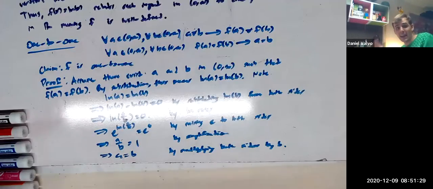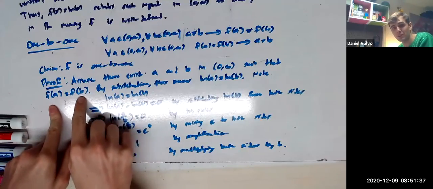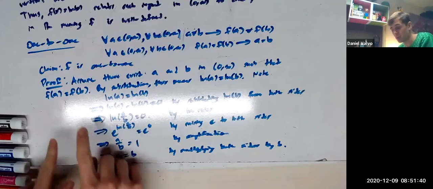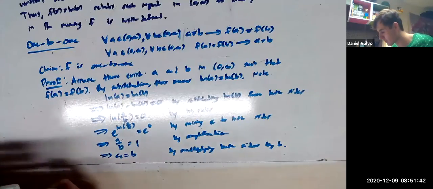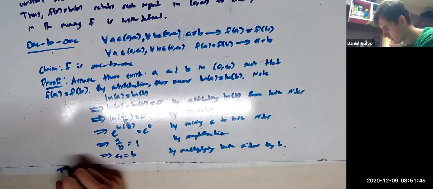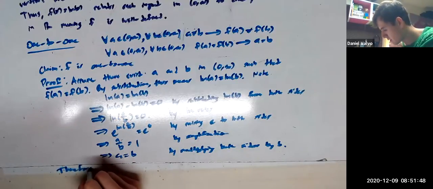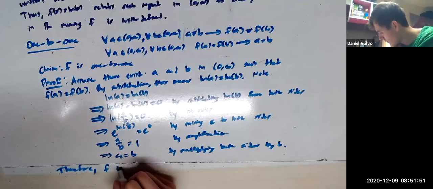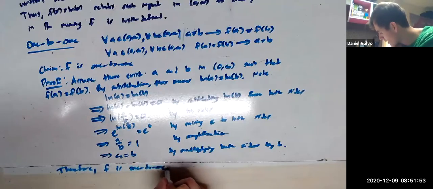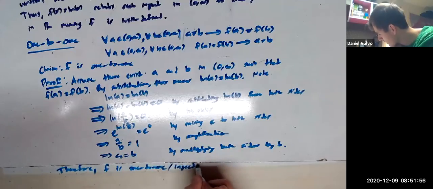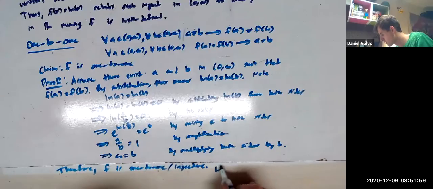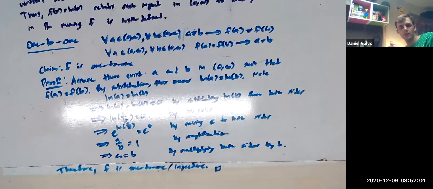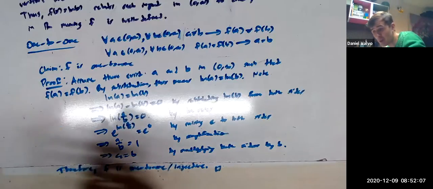So what this means is that if f of A equals f of B, so if these two inputs go to the same output, well, they must not be two different inputs at all. They're just the same number here, A equals B. Therefore, f is 1-to-1, otherwise called injective. All right, soak that in. So ln is 1-to-1.